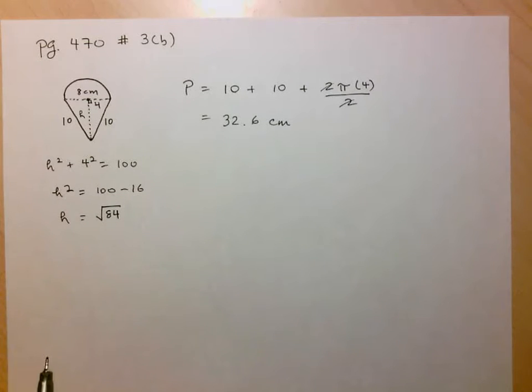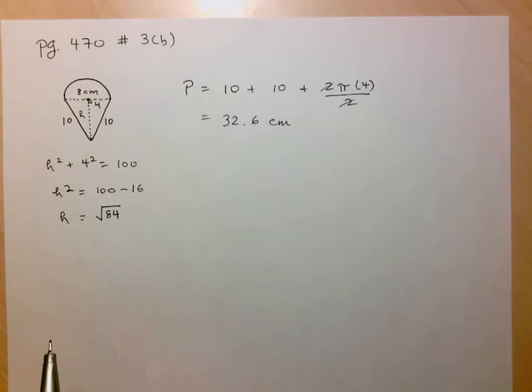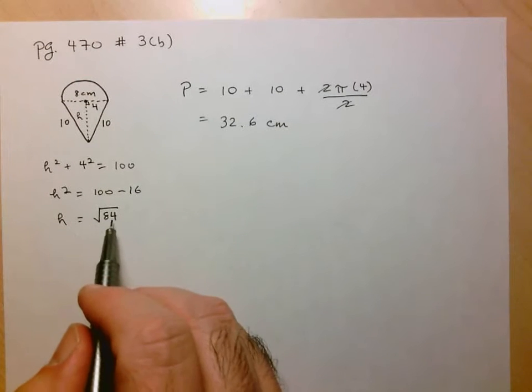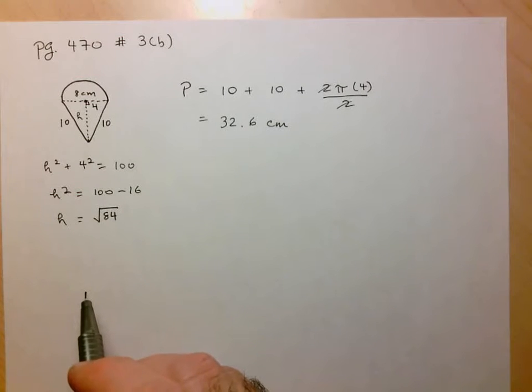Now you're going to see me do this quite a bit, as I'm going to try to avoid estimating numbers until I get to the very end. However, if you feel more comfortable getting an estimate for the square root of 84 and then inputting it in your equation, that's fine, but I'm going to do it without making the estimate yet.